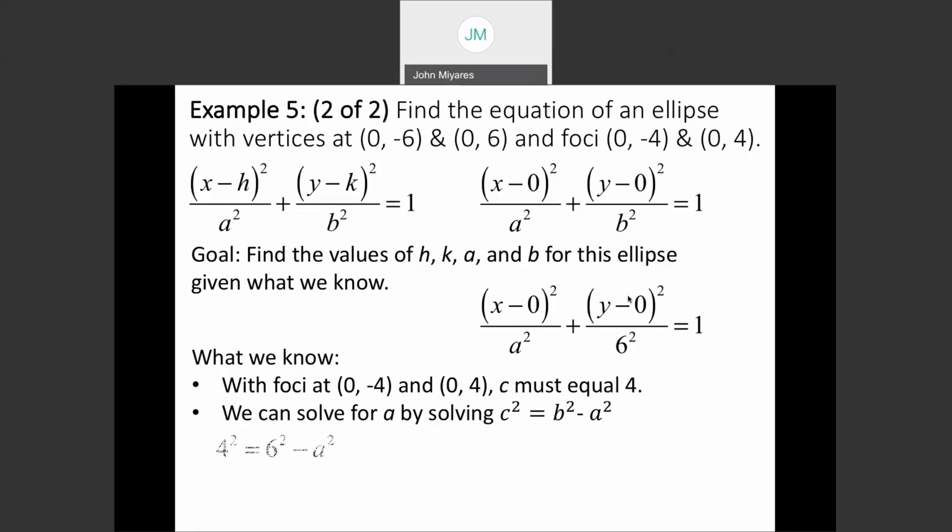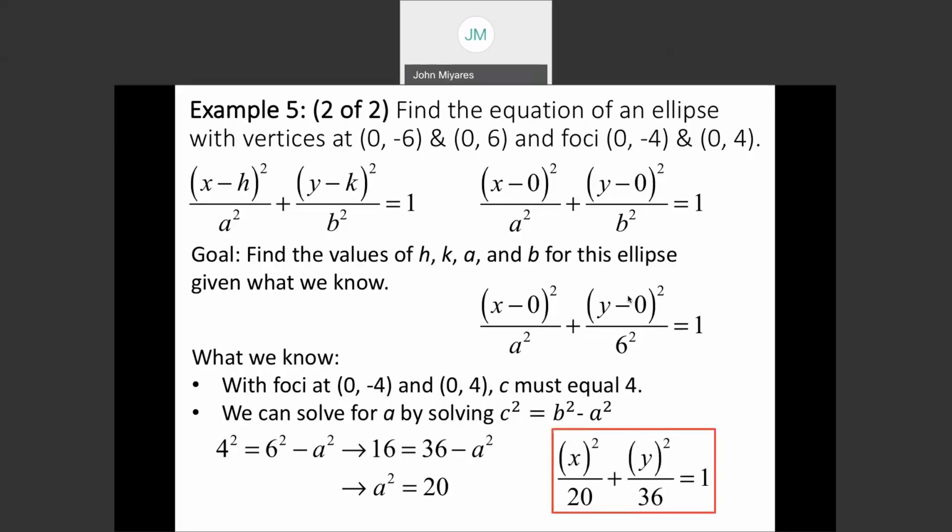So we have 4 squared equals 6 squared minus a squared. Then expanding, we have 16 equals 36 minus a squared. So rearranging the terms will give us a squared equals 20. Plugging that into our standard form and simplifying the minus 0 inside each parentheses gives us x squared over 20 plus y squared over 36 equals 1, and that will be our final answer.